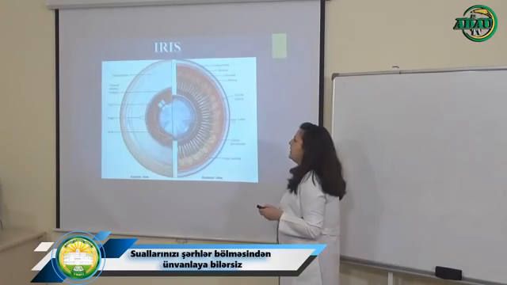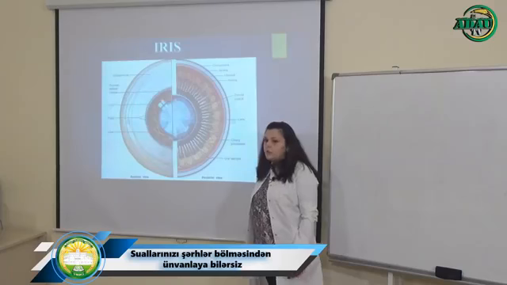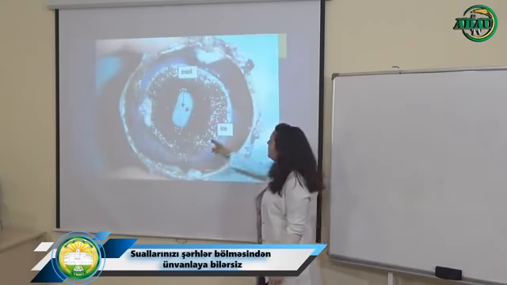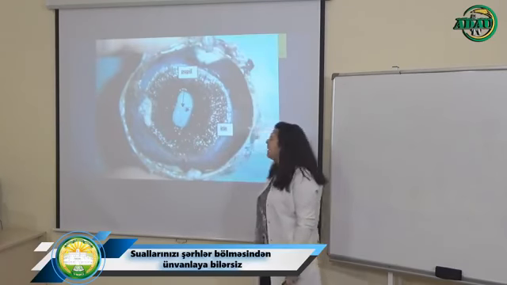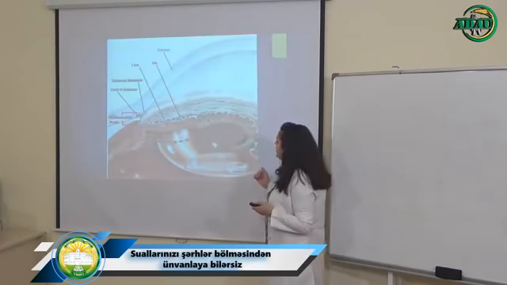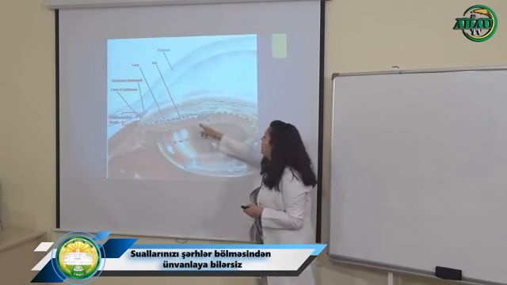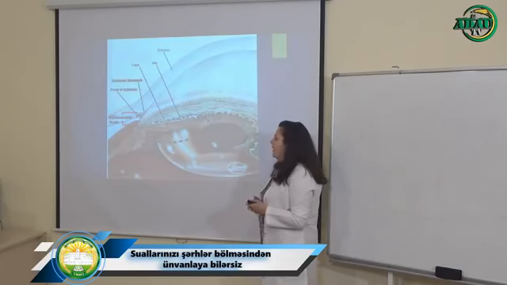The next organ is the iris. The iris is the most anterior part of the tunica vasculosa, or the vascular layer. Here you can see the iris, and the internal part of the iris is the pupil. Here you can also see the schematic illustration of the iris and the pupil. So this is the iris. In Latin, this organ is called iris.